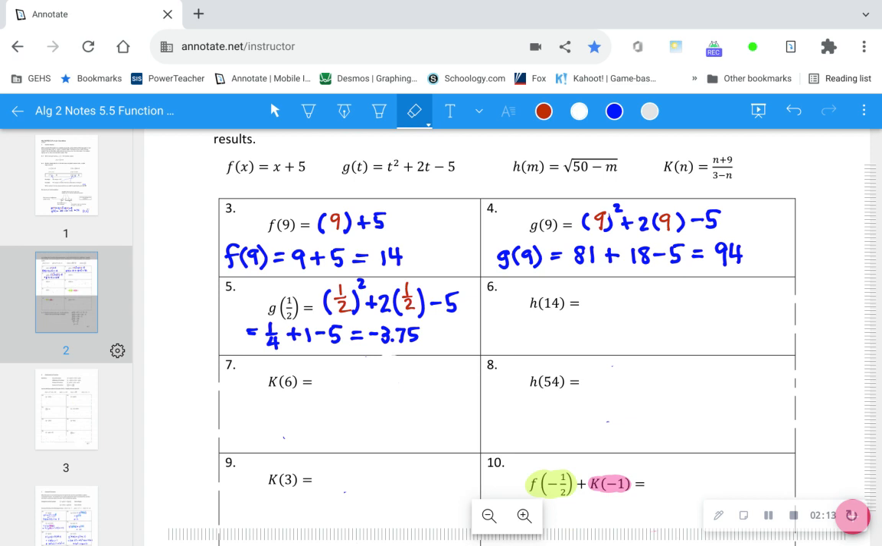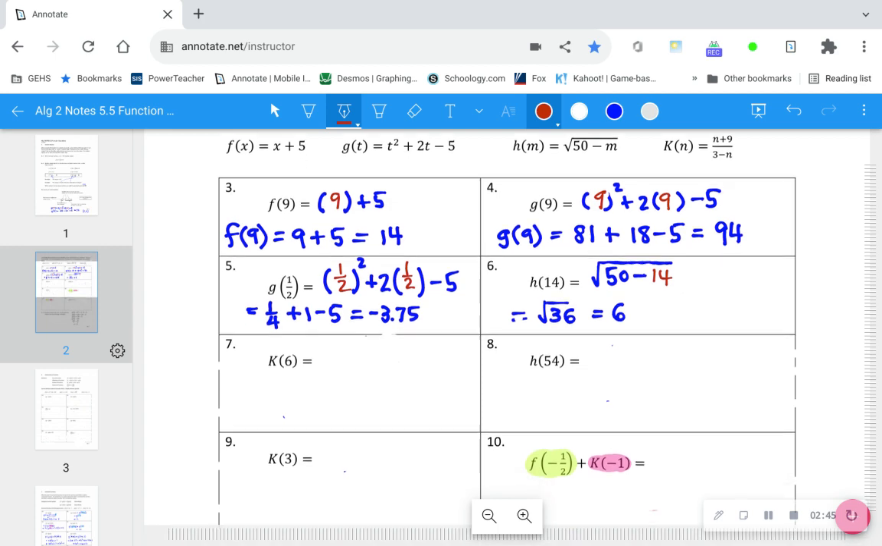Okay, we're moving on to the next function, this one here, and what h does is subtract the number from 50 and then take the square root of it. So let's get the ball rolling here. I've got it set up. We're plugging in the number 14, so let me put in 14 there. And then once I've done that, you do the inside first. 50 minus 14 is 36, and then the square root of 36 is just 6.